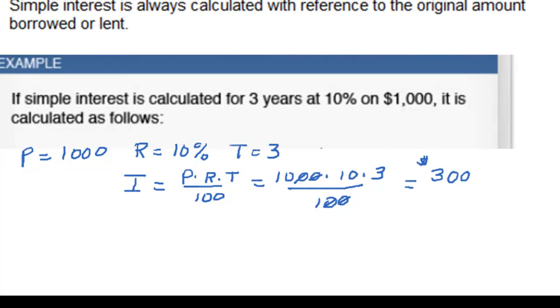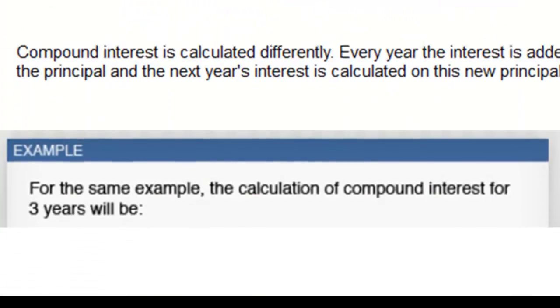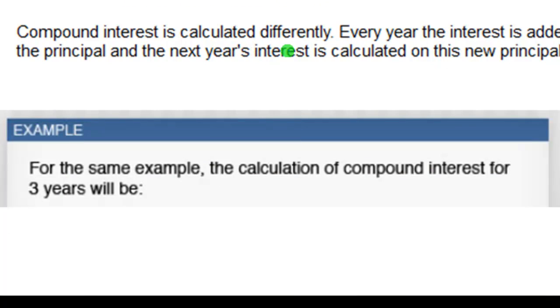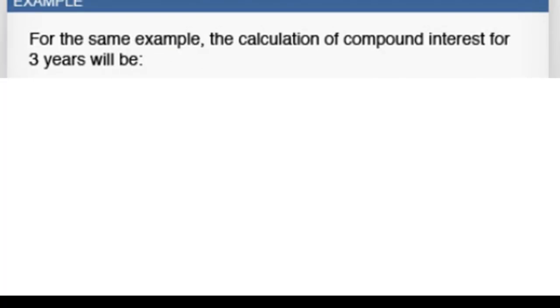Okay, now let's talk about compound interest. Compound interest is calculated differently. Every year, the interest is added to the principal, and the next year's interest is calculated on the new principal. And this is more like what you're used to with banks. So let's talk about this.